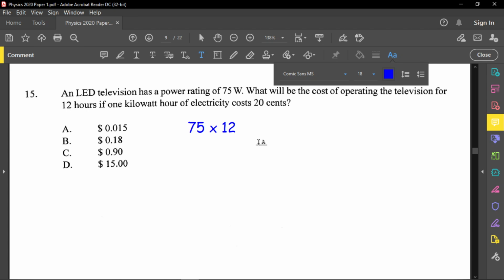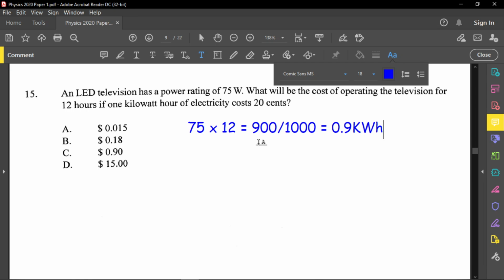All right, you could do it in two ways. First, you could convert the 75 watts into kilowatts by dividing by 1,000, or you can just calculate watt hours and then change that into kilowatt hours. So what you could do here now is to say this is equal to 900 watt hours, and so 900 divided by 1,000, because remember you have to convert the watts into kilowatts. Divided by 1,000, you will get here 0.9, and this is 0.9 kilowatt hours.